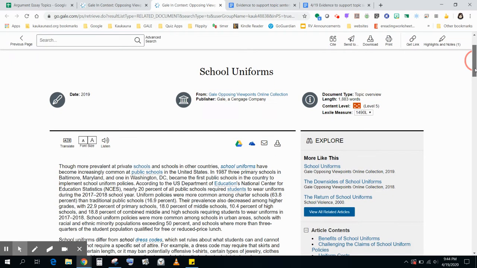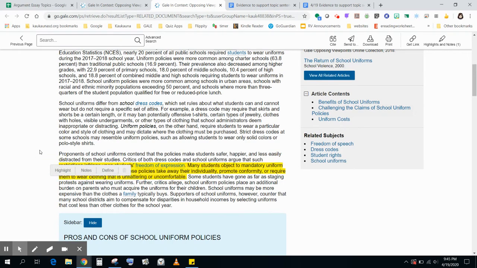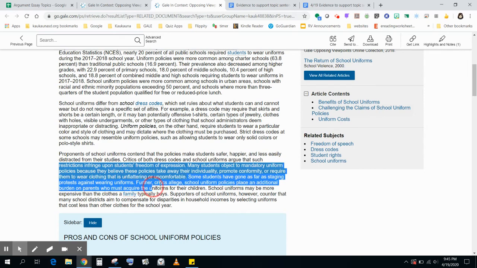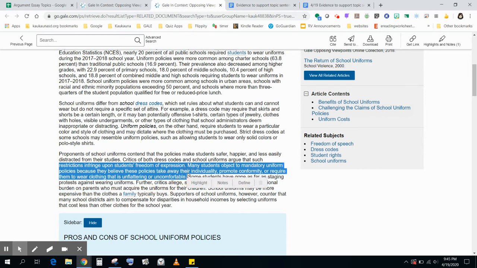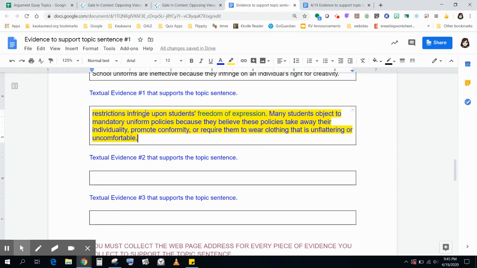As I read through this article titled School Uniforms, there was some good information here, and I discovered this quote that I'm going to copy because it supports my topic that school uniforms infringe on an individual's creativity. "Restrictions infringe upon students' freedom of expression. Many students object to mandatory uniform policies because they believe these policies take away their individuality, promote conformity, or require them to wear clothing that is unflattering or uncomfortable." So I'm going to copy this and go back to my document, and paste that in my document. Now I have a direct quote, and I'm going to put quotes at the beginning and end just so that I know that this is a direct quote.